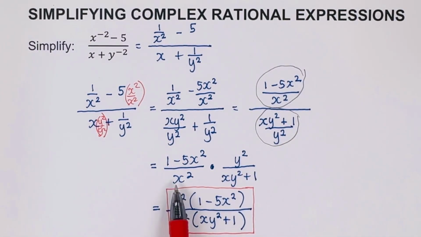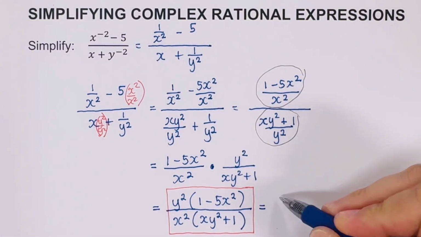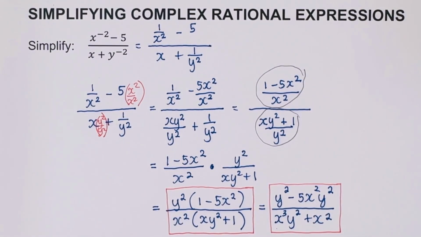Since there are no common terms for these two and these two, we can just go ahead and multiply them together. We can also distribute this monomial to each of the terms inside the parentheses so that the other version for the answer to this would be. So what I did here was I just distributed this monomial to each of the terms inside the parentheses. So that is how we simplify complex rational expressions with negative exponents.